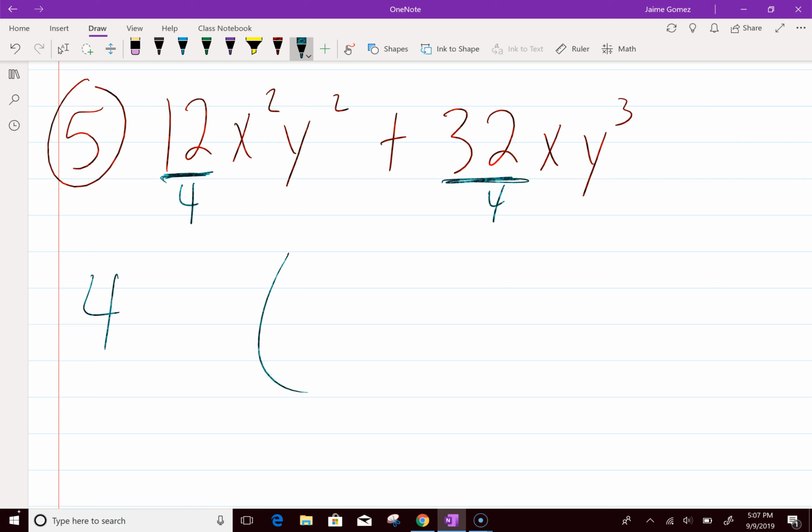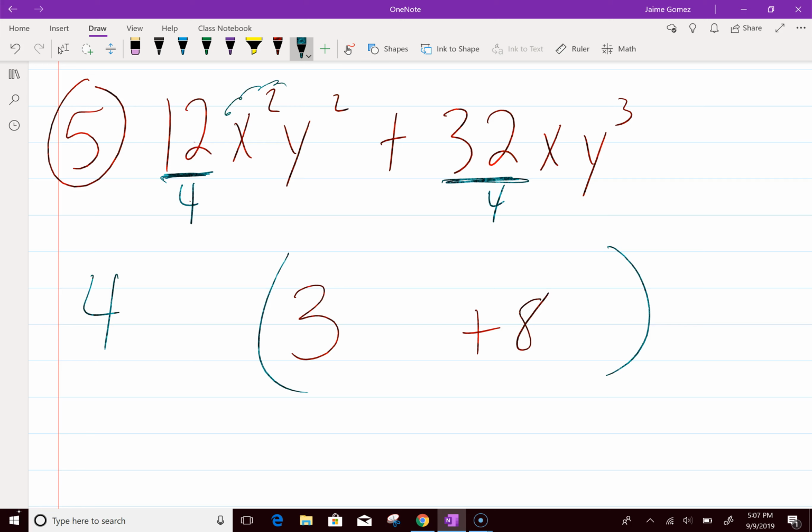So 4 goes on the outside. Now notice I left room right here. So first, 12 divided by 4, that's 3, plus, now I left room right here. 32 divided by 4 is 8, and I left room right here. I can't forget about the letters. Now eventually I hope you can do this in one big step, but I'm doing it baby steps for now.